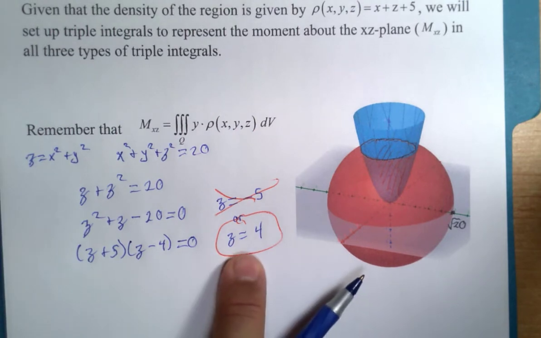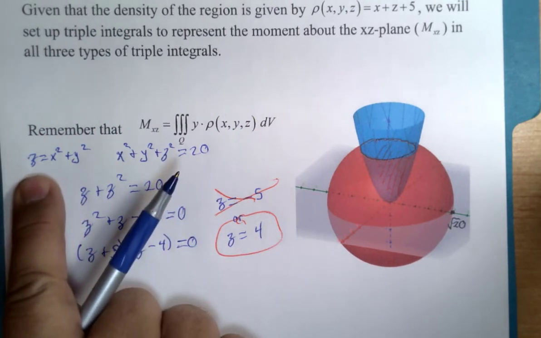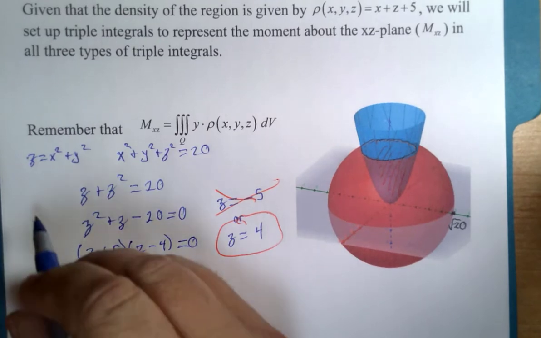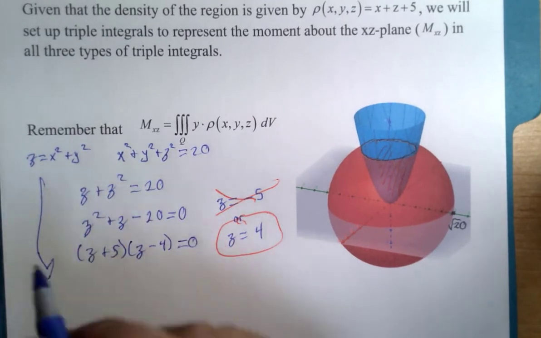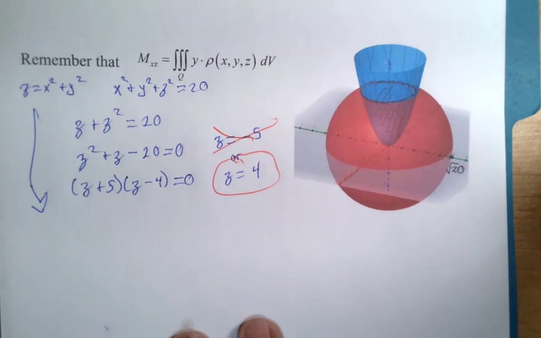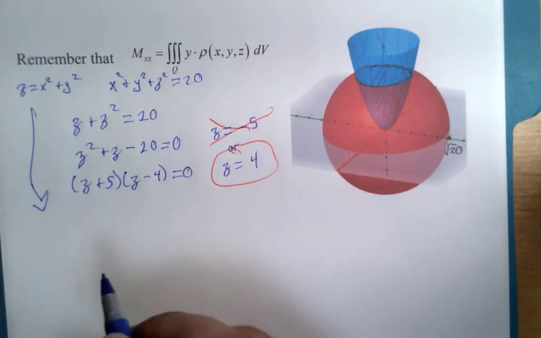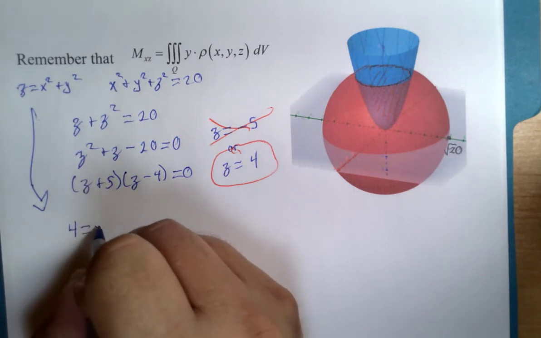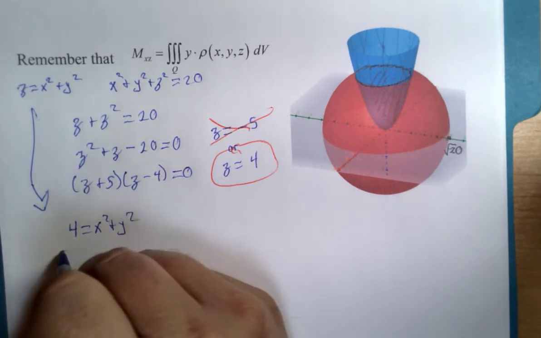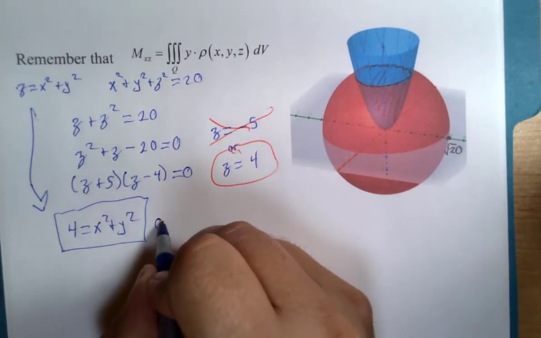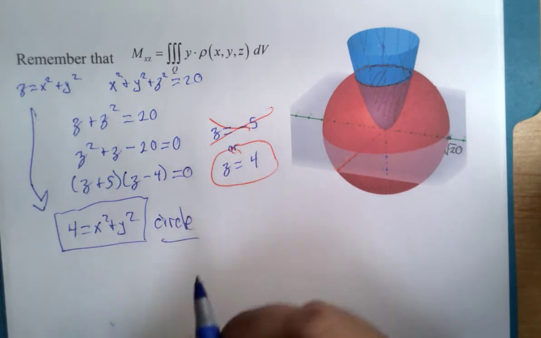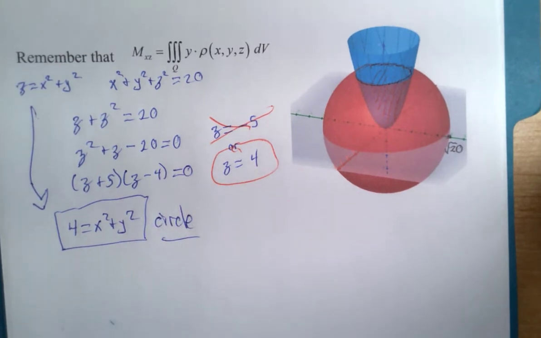If z is 4, we could go right here. Let's just slide up a little bit further. Okay. 4 equals x squared plus y squared. That is our circle, which is the top view.